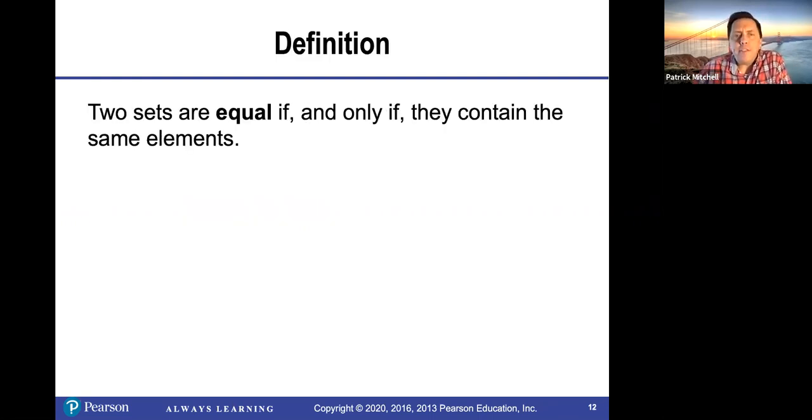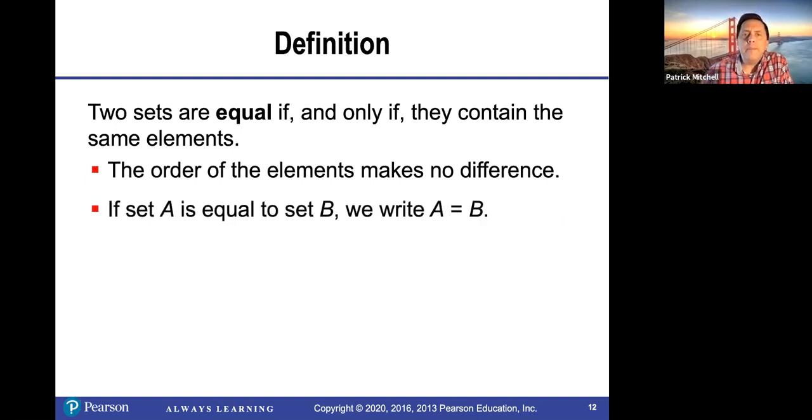All right, definition of equality of sets. Two sets are equal if and only if they contain the same elements. So two sets that contain exactly the same elements are equal sets. Remember that the order of the elements is not important when you write the elements. So if you see two sets that have the same elements but in a different order, those are equal sets. And when set A is equal to set B, we can write A equals B using our ordinary old equal sign.